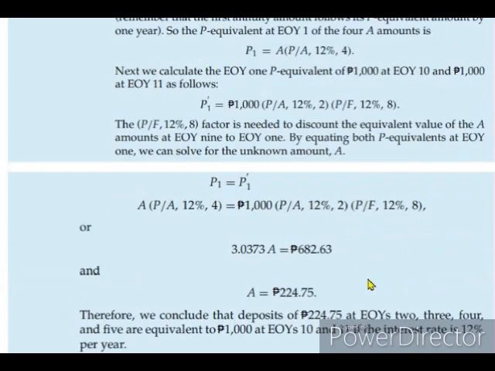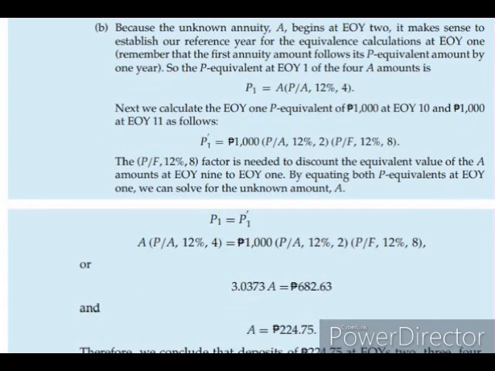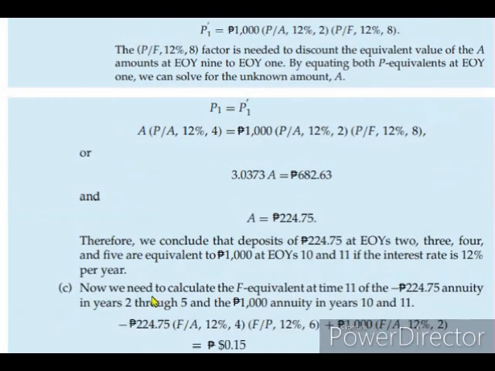Okay? So, pag sinolve mo yan, yung value nito, pag tiningnan mo sa appendix, ito yan, 3.0373. Pag sinimplify mo, tingnan mo yung value nito sa appendix, tsaka ito, ay 682.63 pesos. So, divide lang both sides. Ang A dyan ay 224.75 pesos. Therefore, we conclude that the deposits of 224.75 pesos at EOYs 2, 3, 4, and 5 are equivalent to 1,000 pesos at EOYs 10 and 11 if the interest rate is 12% per year. So, yun yung sagot doon, yung A.